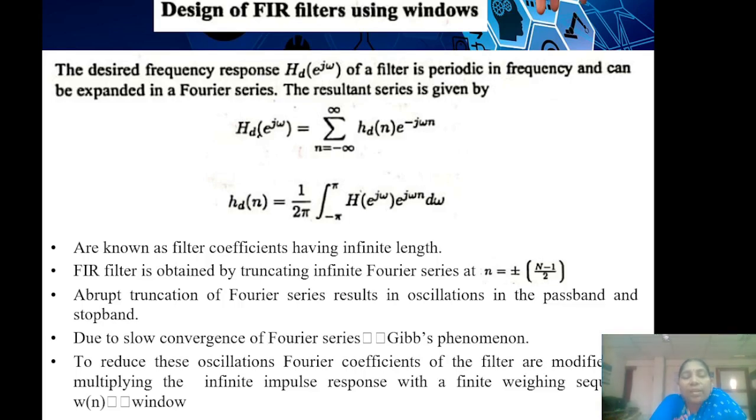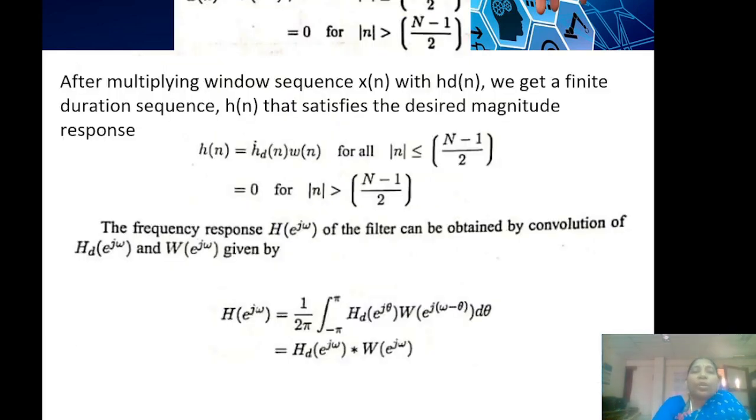To reduce this undesired oscillation in the pass band and stop bands, we multiply the filter coefficients with the window coefficients. After multiplying by the windowing sequence, the infinite sequence becomes a finite sequence. So h(n) = h_d(n) w(n) for modulus of n less than or equal to (N−1)/2, and 0 for modulus of n greater than (N−1)/2. So this is the frequency response H(e^{jω}).